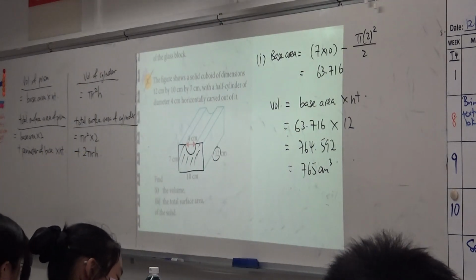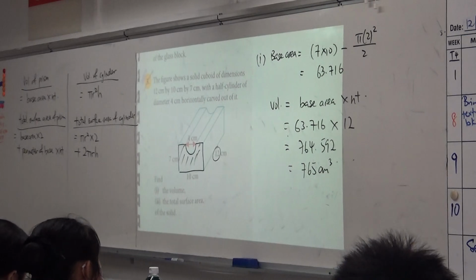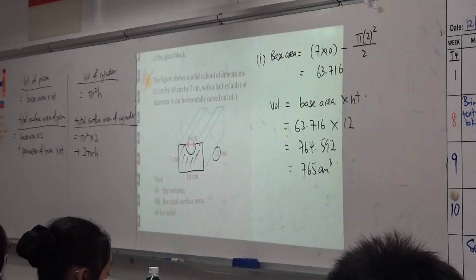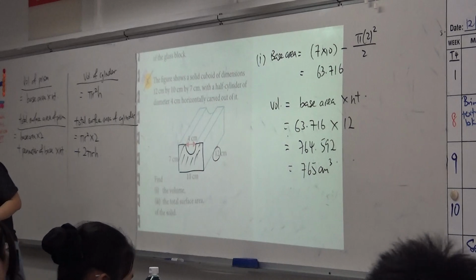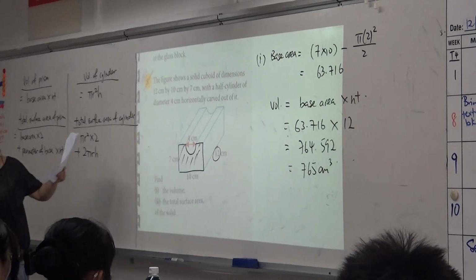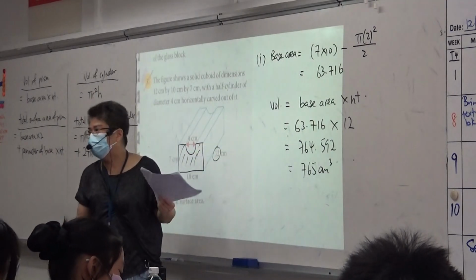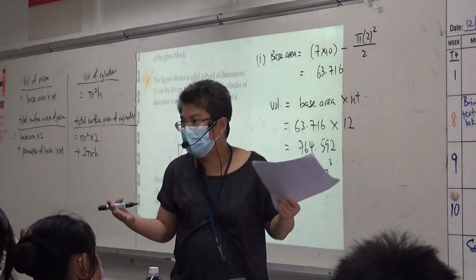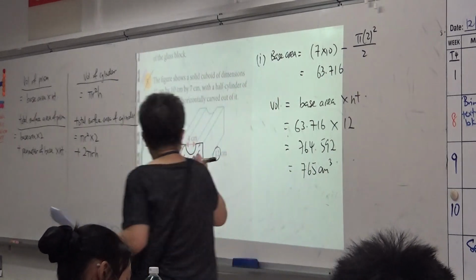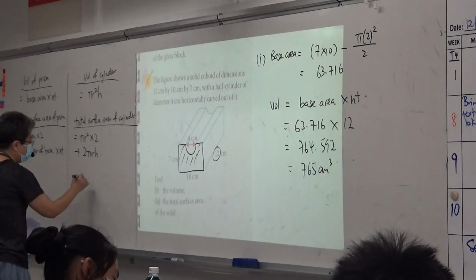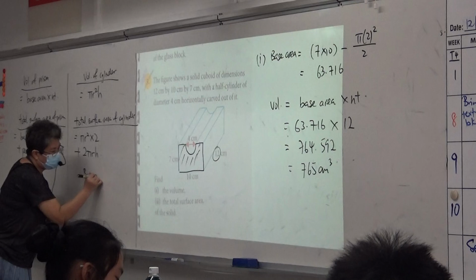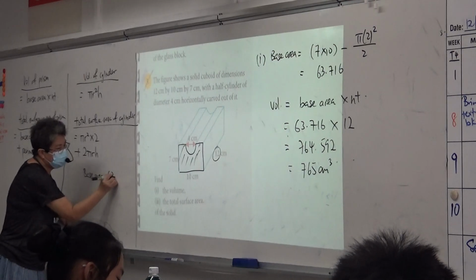This will be 765 cm³. Now I'm showing you all this because a lot of you don't like to write surface area, volume, but you just give me numbers and that is not correct. Understand? Okay, so are you clear now? You just need to write volume and base area. You don't need to write so many things. Is that understood? Now, can I write the base area over here because I want to use it later? Base area is what? 63.716, right?